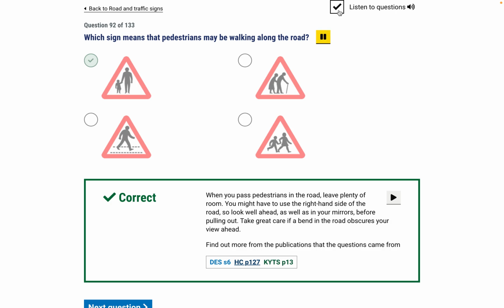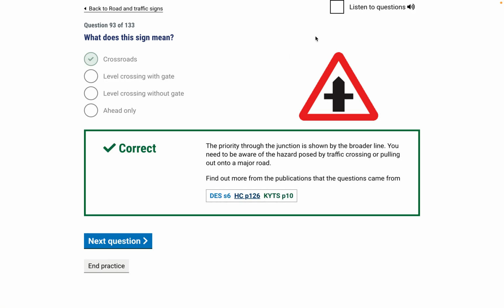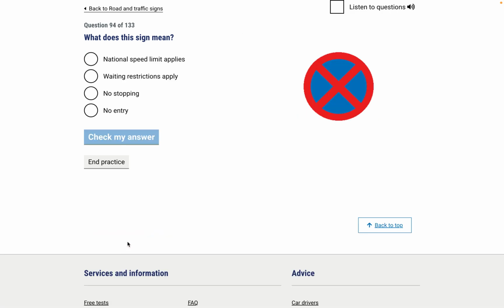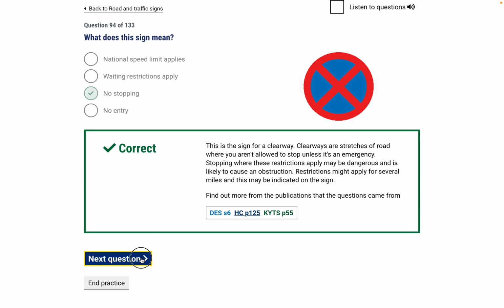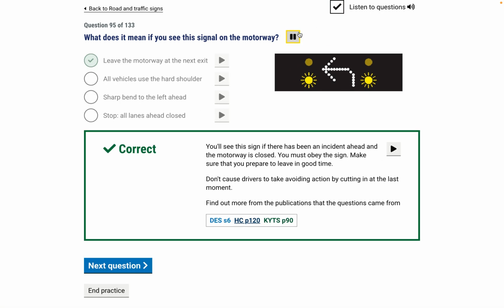Which sign means that pedestrians may be walking along the road? What does this sign mean? Crossroads. What does this sign mean? No stopping. What does it mean if you see this signal on the motorway? Leave the motorway at the next exit.